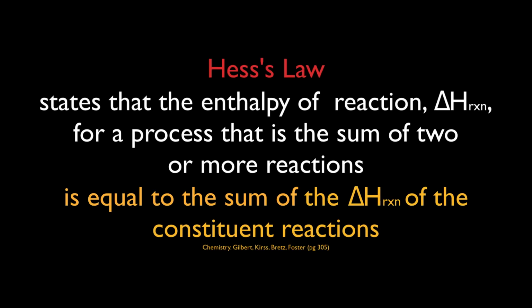Hess's law explains a way that we can add separate pieces together to get an end result, or a sum. As you see, the definition states the enthalpy of reaction, or delta H reaction, for a process that is the sum of two or more reactions. In other words, we can add two or more reactions together to get the reaction of interest, and it is equal to the sum of the individual delta H reaction of each of the individual reactions, so we add it together.